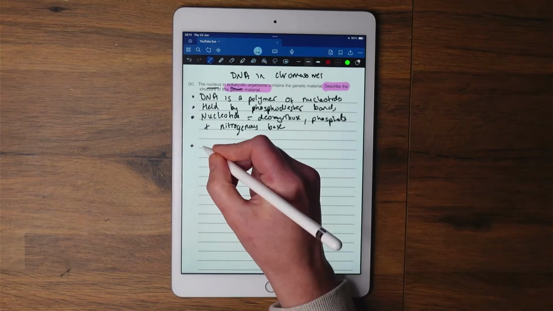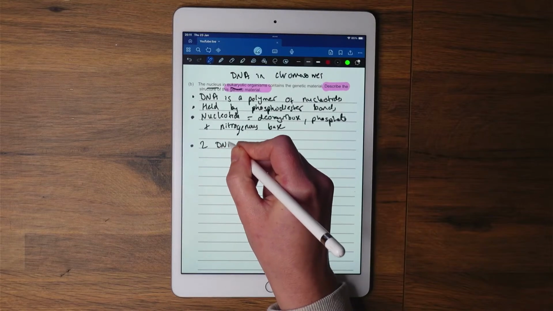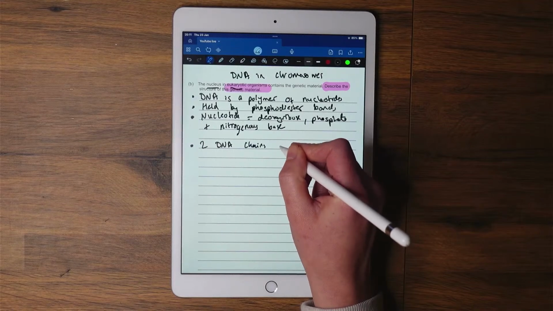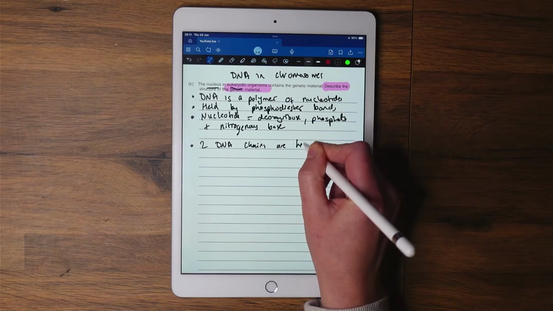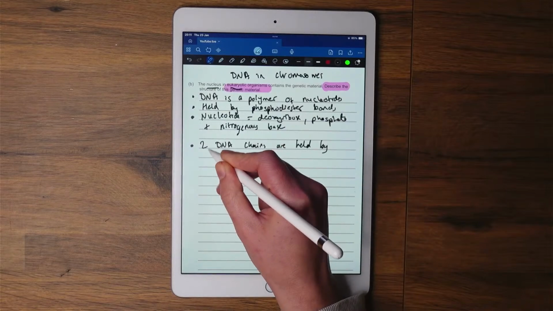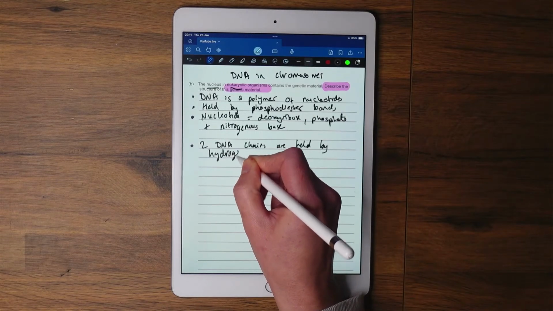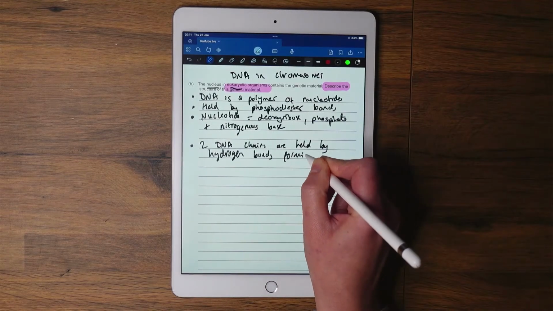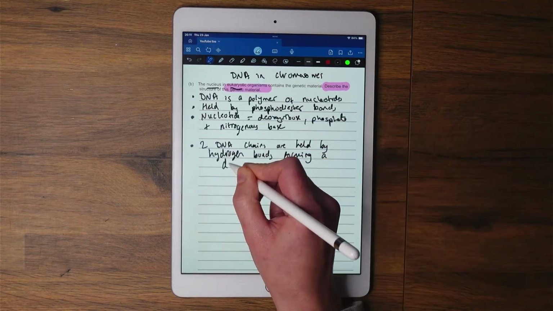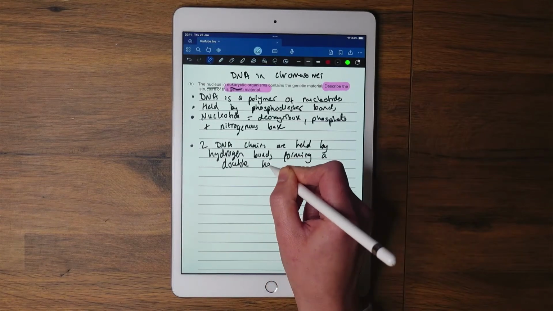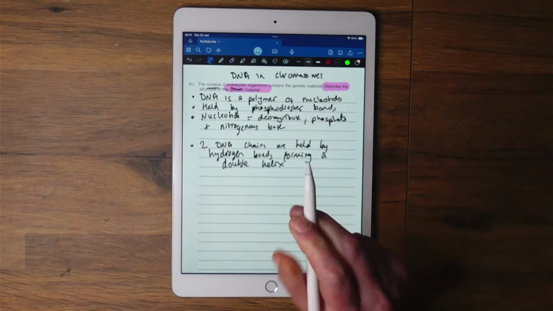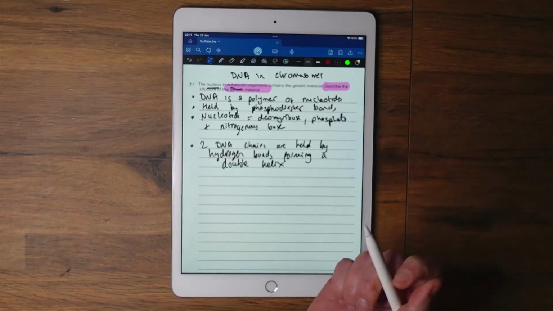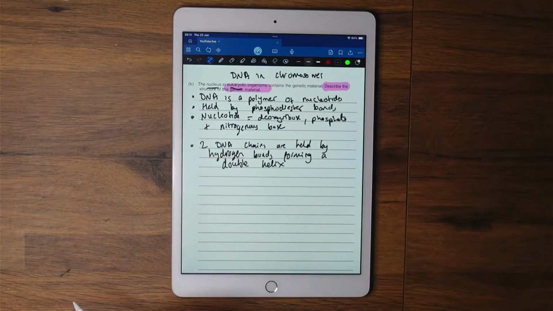Next, I'm going to say 2 DNA chains are held by hydrogen bonds, forming a double helix. Okay, then I need to start. So we've got 1, 2, 3, 4. So I need 2 more points, and I've not said anything about chromosomes yet.